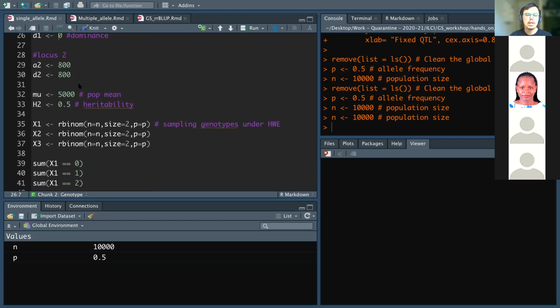And then to simulate the phenotype, we need the mean of the population. So what is going to be the mean of the population? I just use 5000.